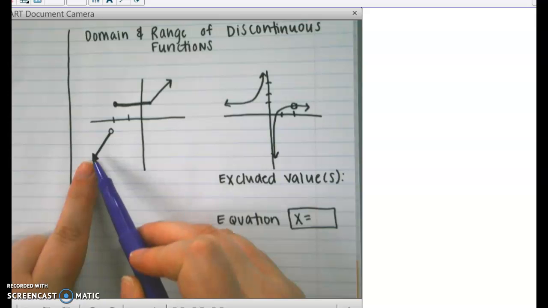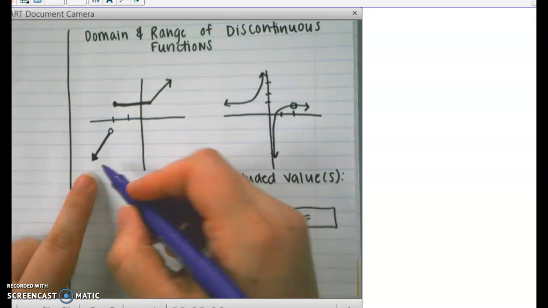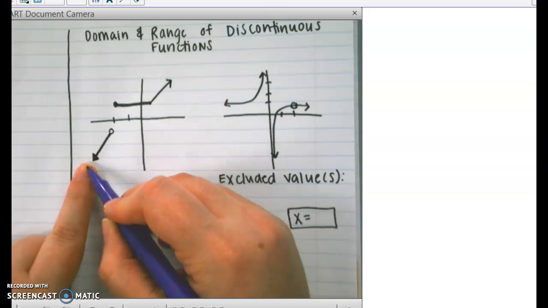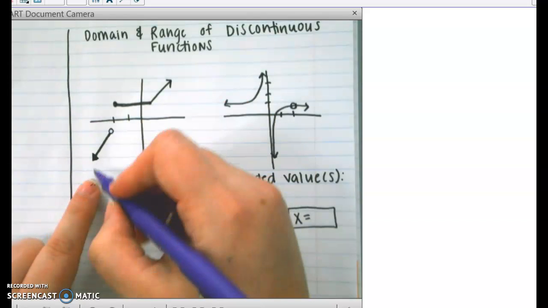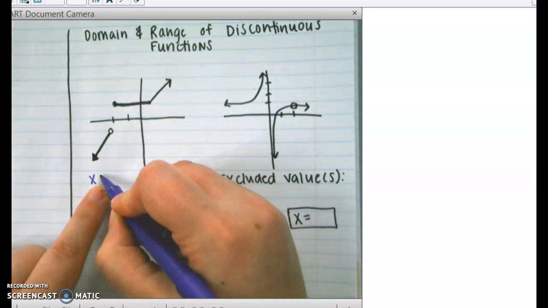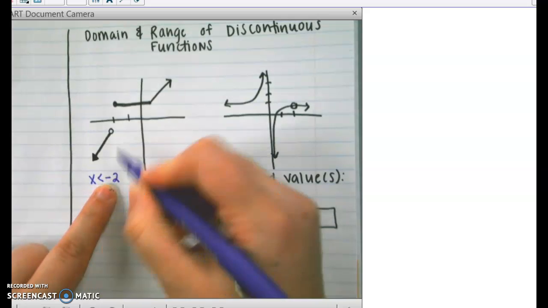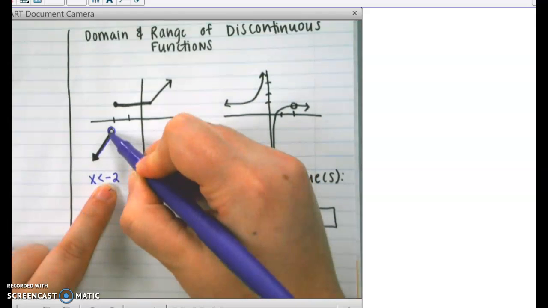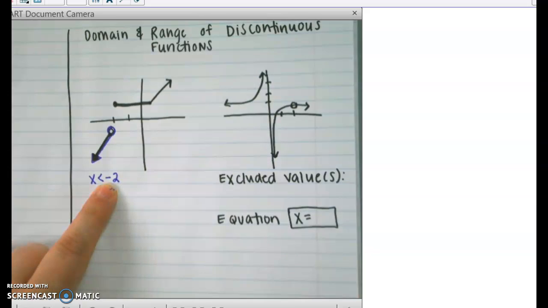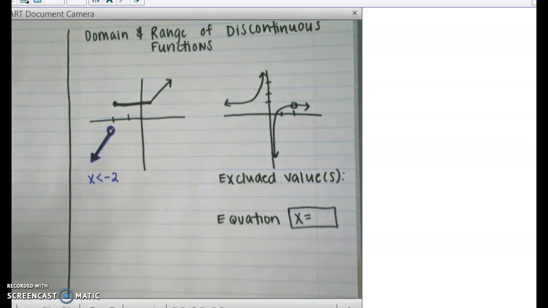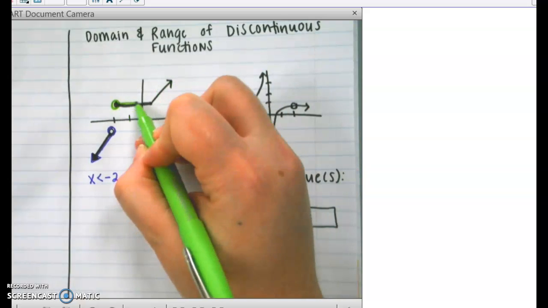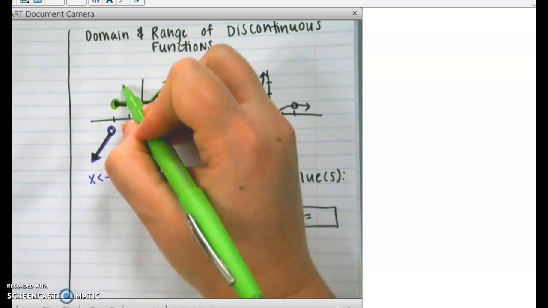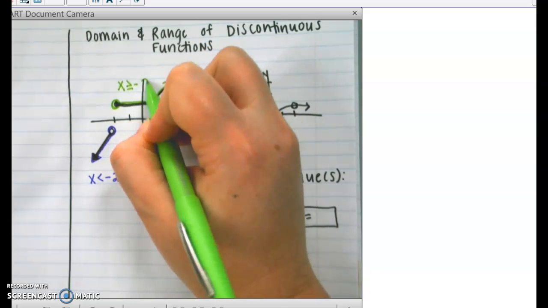So domain is from the left to the right. If I start here on the left, I can tell that this piece is going all the way to the left forever and ever. So that would be negative infinity up until negative 2. So this would be x is less than negative 2 for this first piece, right? Not including negative 2. But if you look, the next piece of the inequality does fill in the blank for negative 2. This piece of the piecewise function would be x is greater than or equal to negative 2.